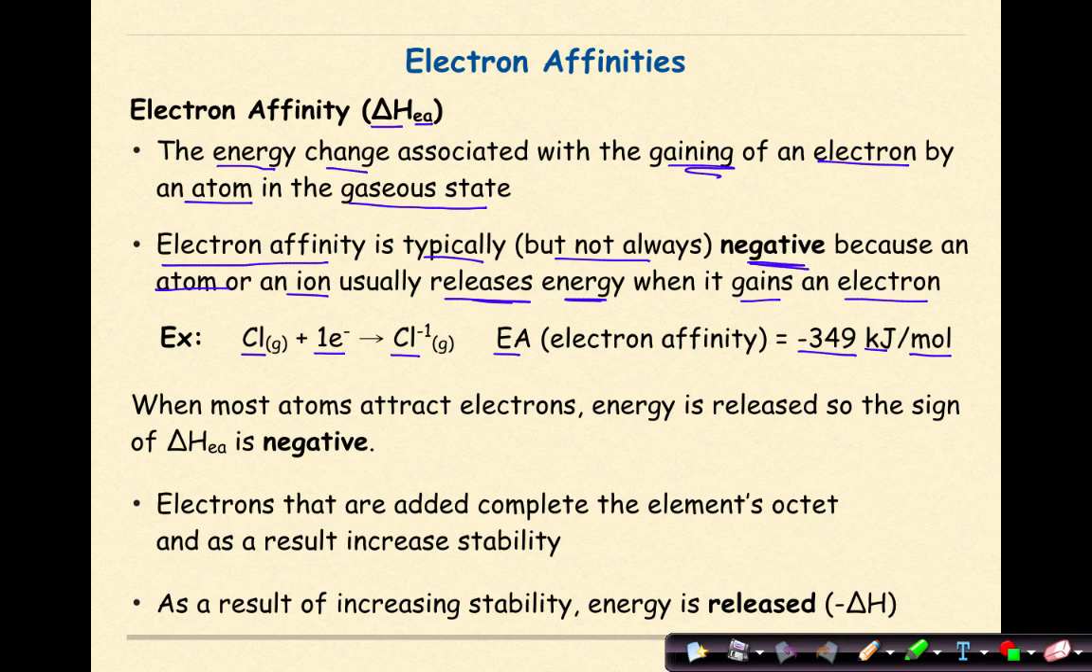When most atoms attract electrons, energy is released, so the sign of delta HEA is negative. Electrons that are added complete the element's octet and as a result increase stability. As a result of increasing stability, energy is released, and again we see a negative delta H.